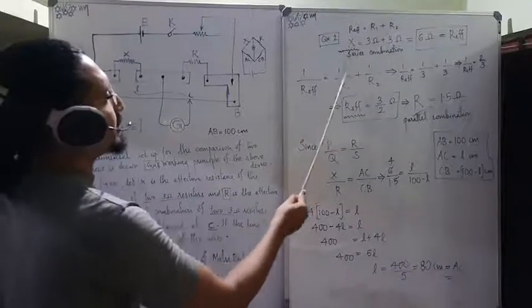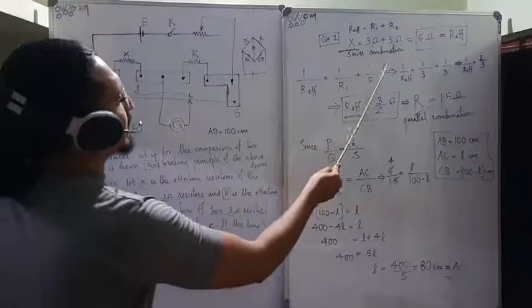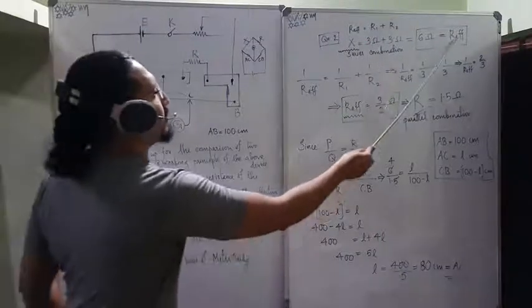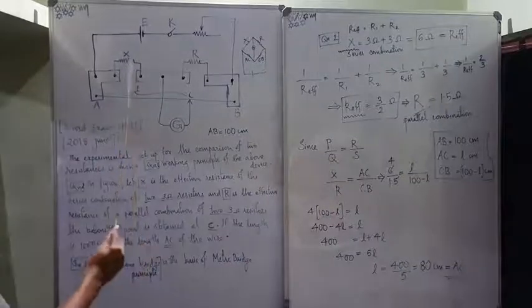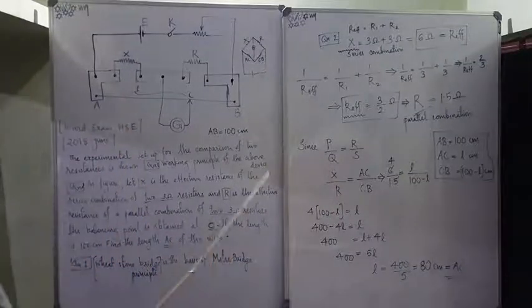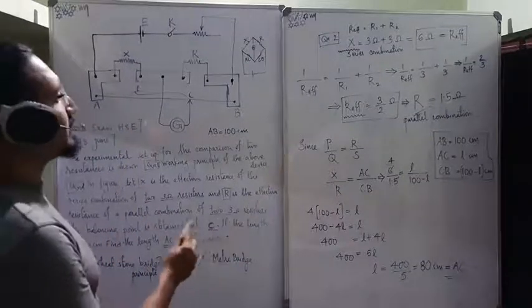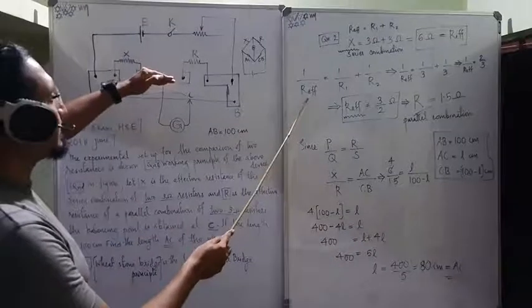It is added together. That means in series combination, we just add these two resistances. 6 ohm is the effective resistance of the first, that is X is equal to 6 ohm. Next is the effective resistance in the parallel combination.